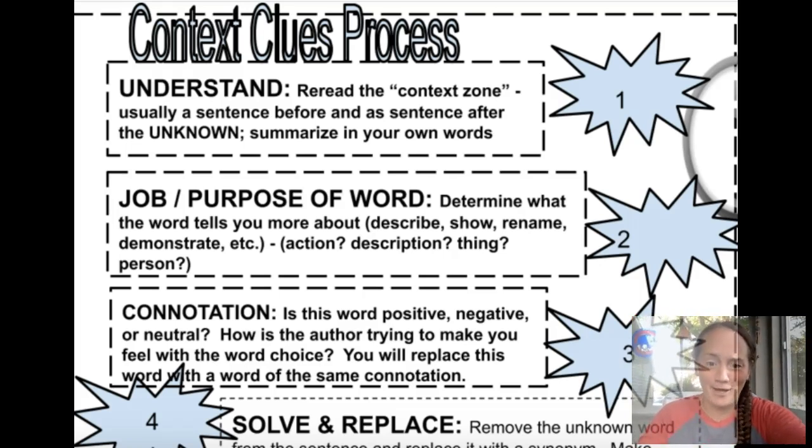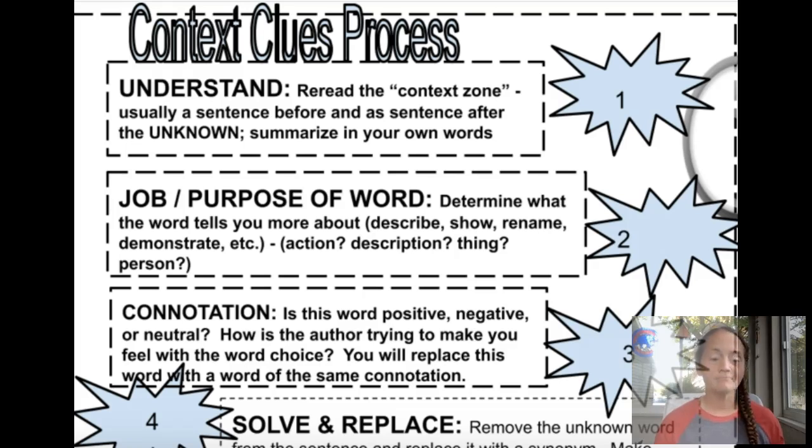All right, let's go ahead and get started with the context clues process. So our first step is going to be to understand what's going on in the passage. So you want to read the sentences surrounding the unknown word so you can figure out what's going on in what we call the context zone. So what's happening in the sentences surrounding the word. So especially if you don't know a word, you need to figure out what you do know in the sentence.